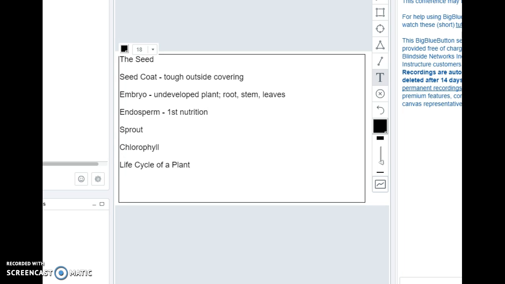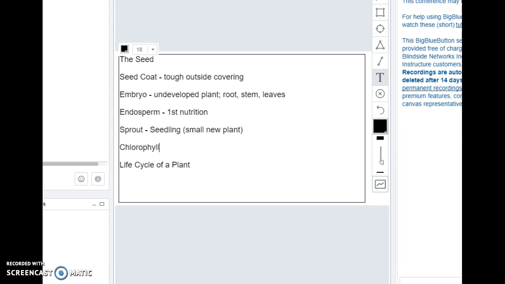Once the embryo breaks free, it is going to become a sprout. This is our seedling, our small new plant. This small new plant is going to consist of the root that it had in the embryo, and it's going to develop new roots. It's going to have that stem, which has continued to grow and develop, and it may have more leaves at this point. So instead of just those 2 leaves, it's starting to grow additional leaves.